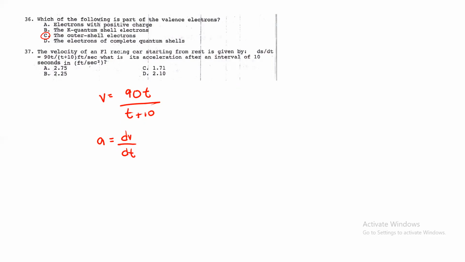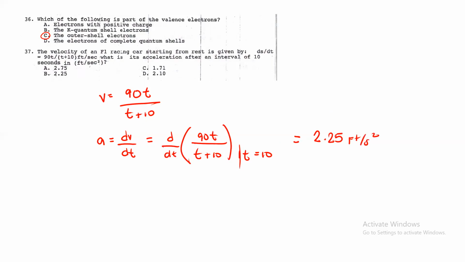So, derivative siya ng v with respect to time. So, anong gagawin natin? So, derivative lang natin yung equation. So, d with respect to time ng 90t over t plus 10 at t is equals to 10 seconds. So, t is equals to 10 seconds. So, type niyan sa calculator, makuha natin is 2.25 feet per second squared. So, the answer is letter B.